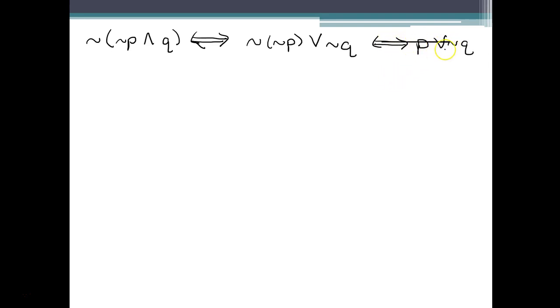So that should be P or not Q. So it's logically equivalent to that. And if you want to test it, set up truth tables and do this statement and that statement, they will come out with the same final columns. But you didn't have to do anything with truth tables because you used De Morgan's laws.